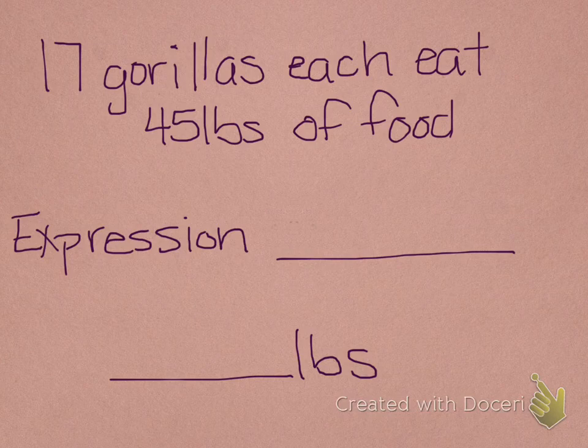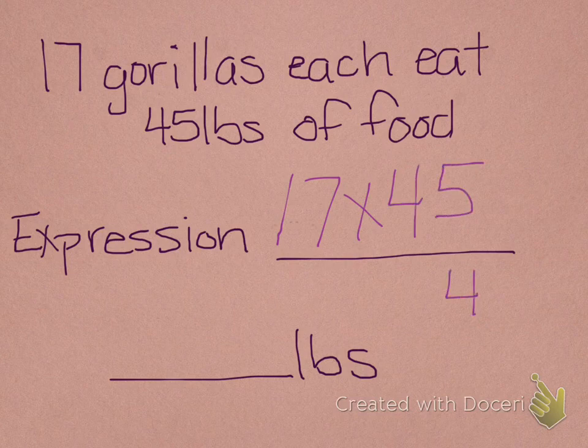The last one, number 6, says, each of the 17 gorillas at the nature preserve eats 45 pounds of food a day. Write an expression that models the amount of food the gorillas eat in a day, and then evaluate the expression to find out how much food they eat. So we know each of the 17 gorillas eat 45 pounds of food a day. So it would be 17 times 45. Then it wants us to actually solve it.